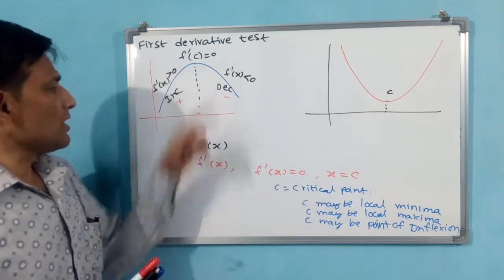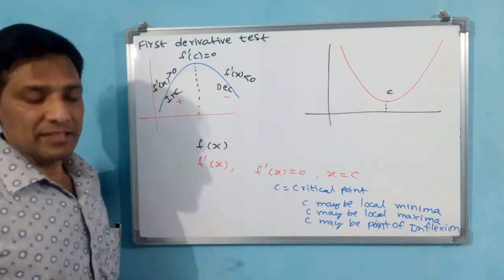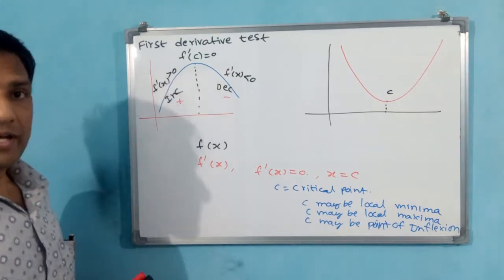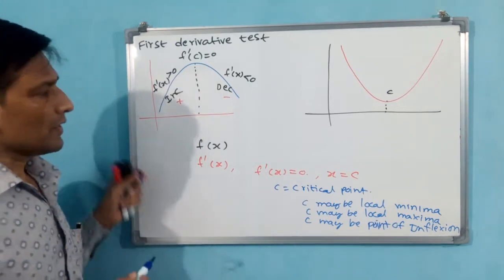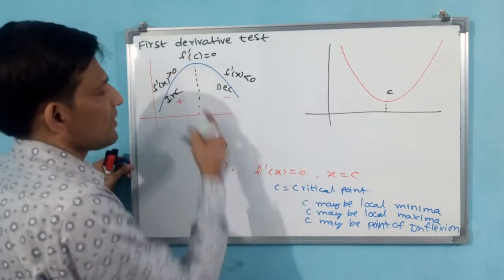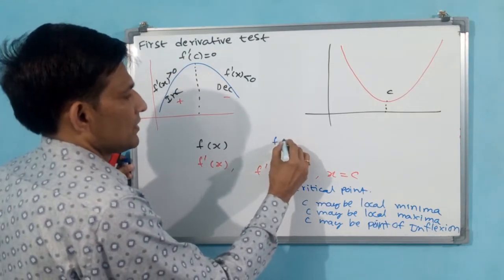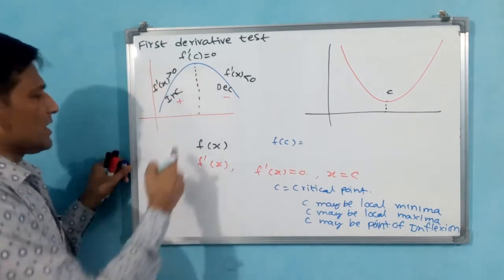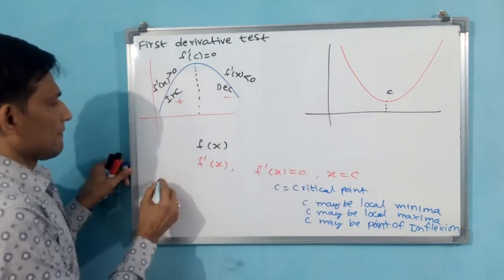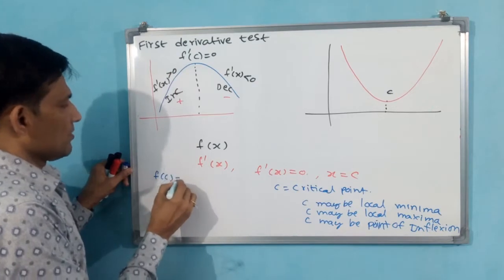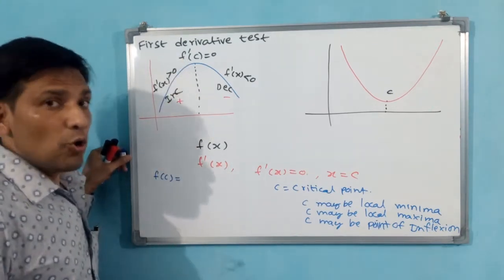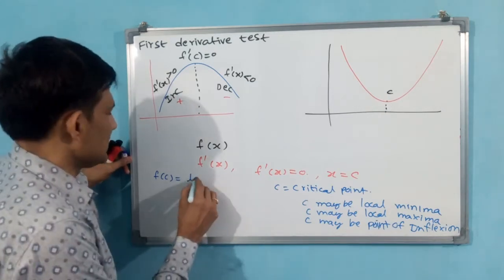Same thing here also. See, what we call here f dash c. Here, rather than calling it a point, directly we will call it f of c. Not f dash c, f of c. f of c is what I am talking about here. f of c will be the local maximum value.